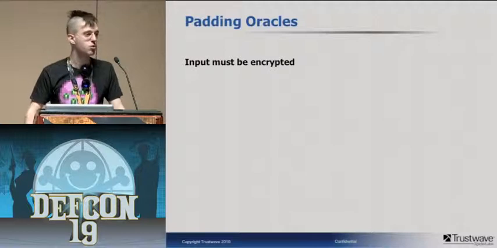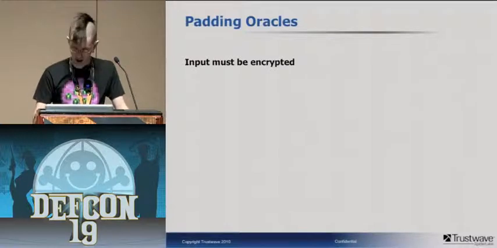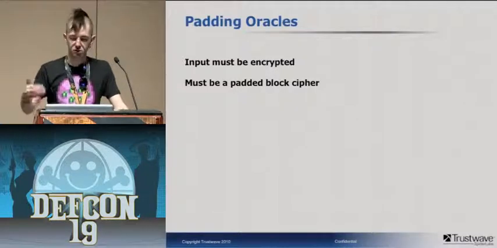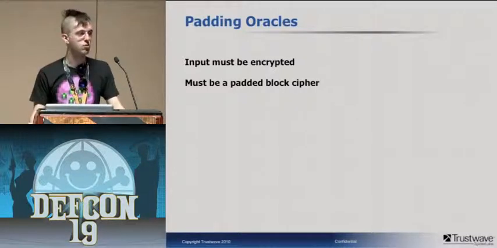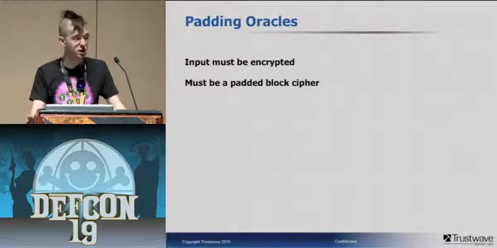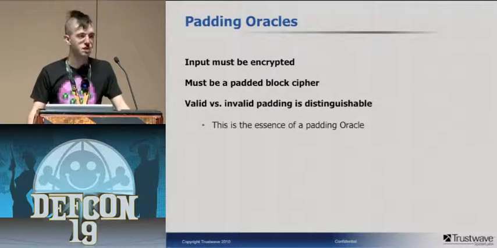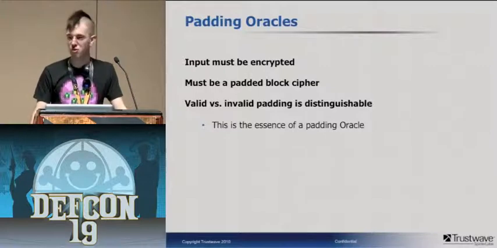So with a padding oracle, the input has to be encrypted, and it has to be with a padded block cipher. With stream ciphers, you're encrypting 1 byte by 1 byte. So the end of the ciphertext, the end of the plaintext is just where the text ends, and not where you've put some arbitrary marker. So it also has to be distinguishable when you've passed something in that has valid padding or invalid padding. And this is the essence of a padding oracle.